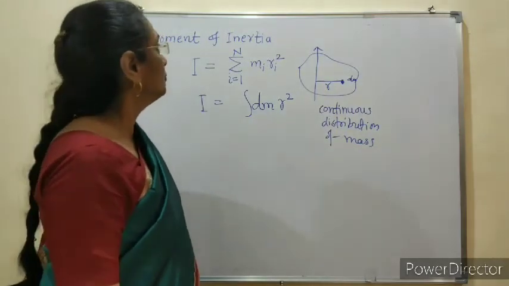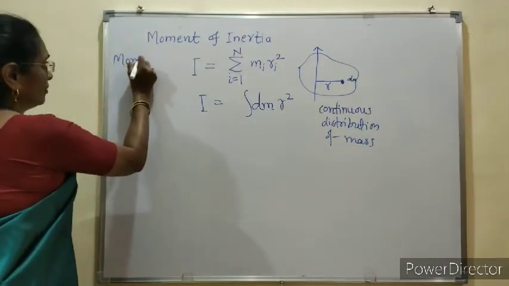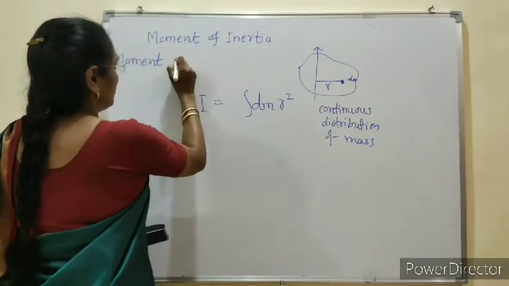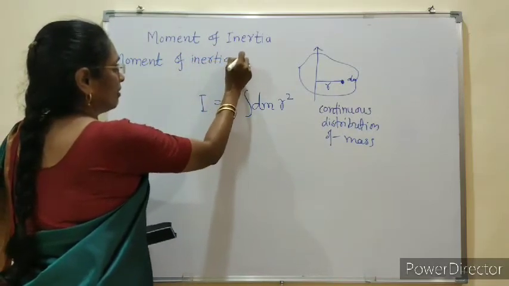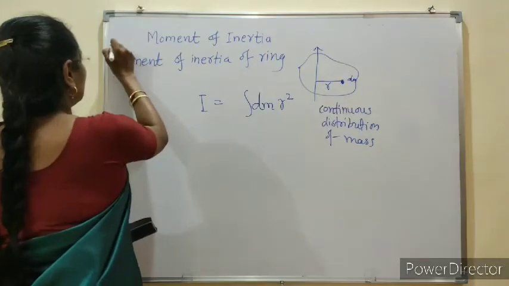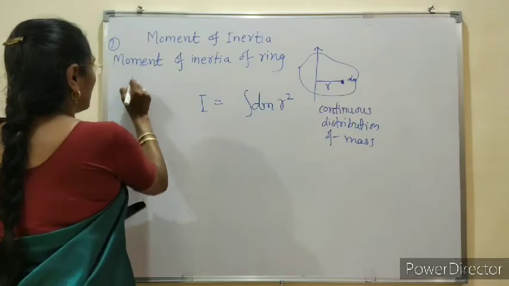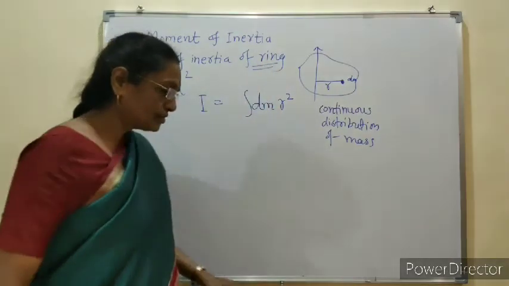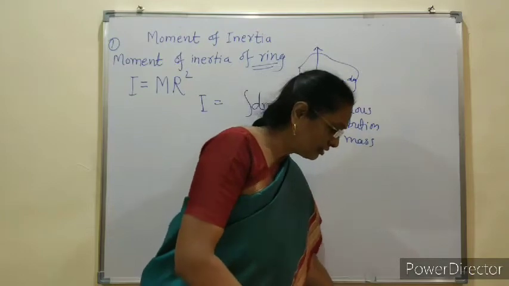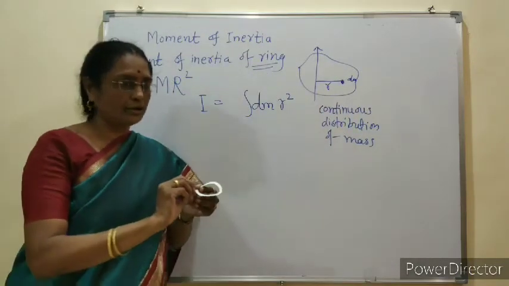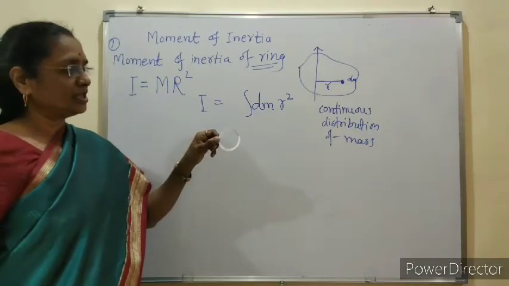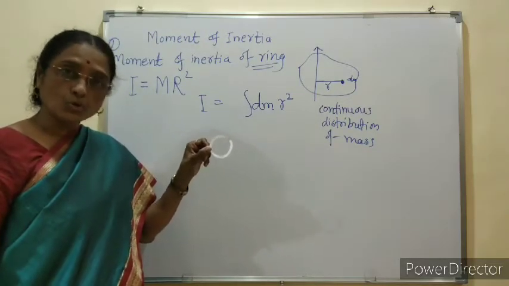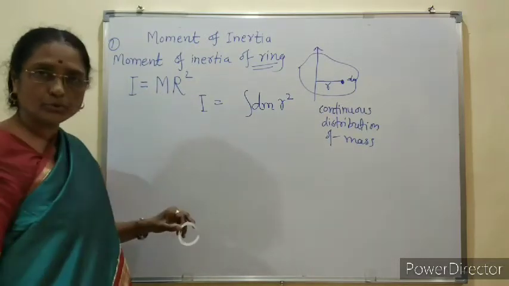So from these two relations, we note here the moment of inertia of ring. This is our first point. It is equal to, I is equal to m into r square. So this is for a ring. First we consider a ring in this way. I will show you a ring like this. This is a thin uniform ring. Its moment of inertia about its own axis is given by I is equal to m into r square.